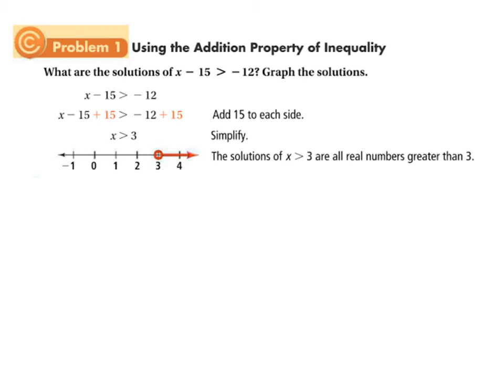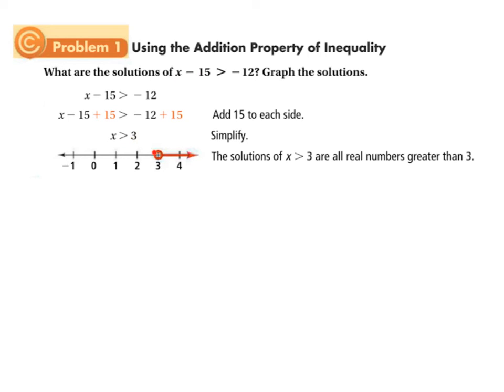All right, so what are the solutions to x minus 15 is greater than negative 12? They want us to graph it when we find the answer. So we start with the original inequality unchanged, like we've been doing with equations, where you write what was there and then follow it up with the change that you're making, in this case plus 15. When you simplify this, you get x. When you simplify this, you get 3. So we have an equivalent inequality, x is greater than 3.